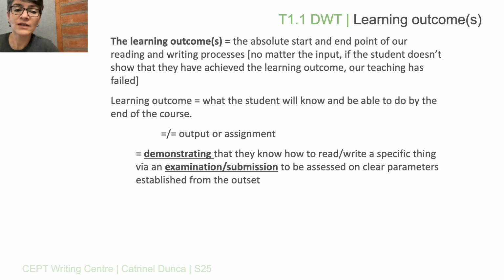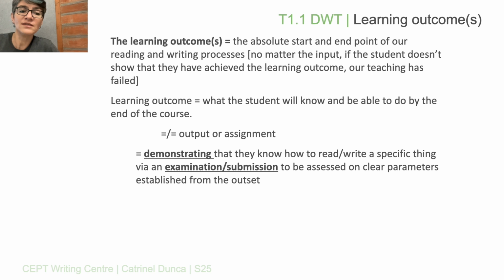So when we talk about learning outcomes, this refers to what our students will know and will be able to do by the end of the course. The learning outcome is different from the output or from the assignment. The student might give us a piece which is an essay or which is a design intent, but that does not show to us that they have achieved their learning outcome, right? That is just a piece of writing that they have given us.